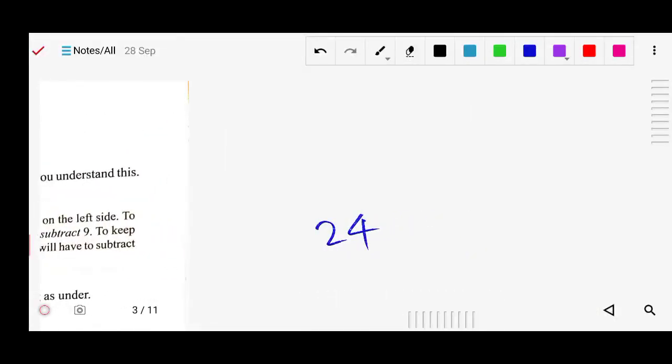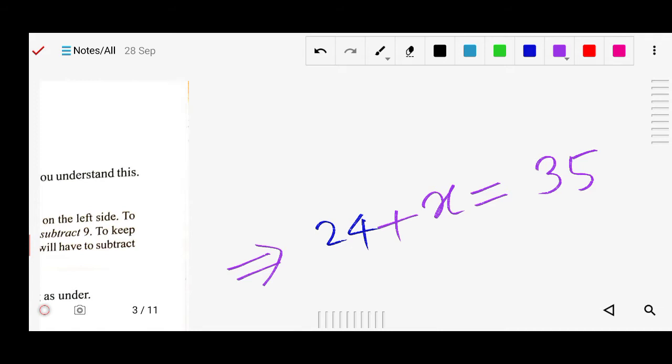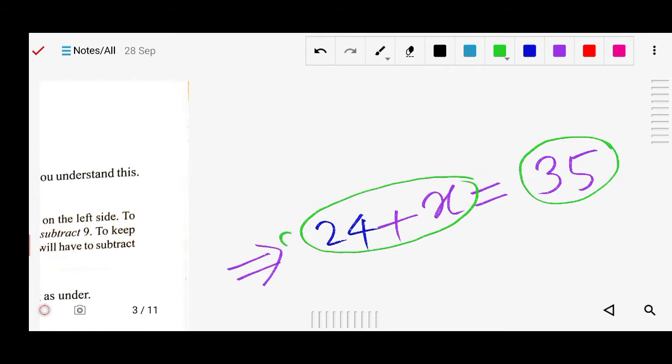Means if the equation is like 24 plus x equals 35, suppose this is the one equation. Okay, so same number means here also you can add. This part is called the left hand side and this part is called the right hand side. Suppose here I added 2, so here also we can add 2. So both sides we can add the same number. Okay, so the same number can be added to both sides of the equation.